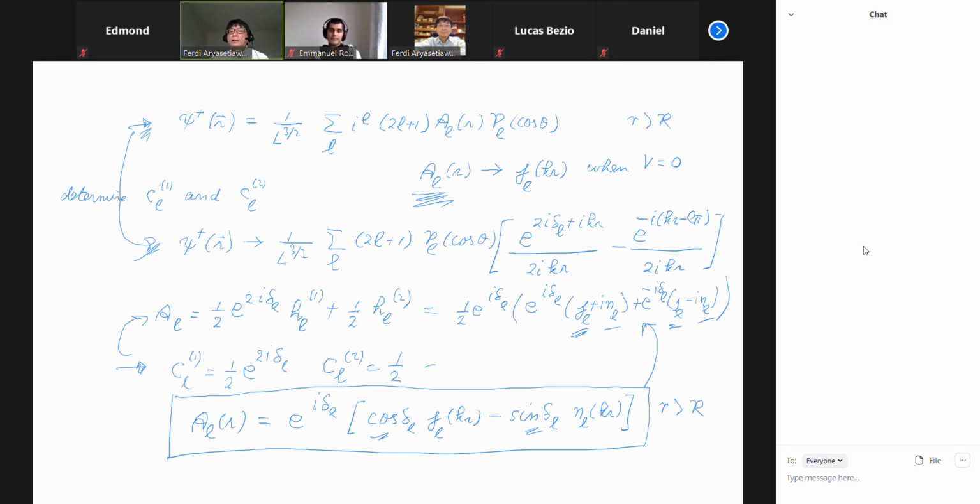So for each L component, the solution can be written in terms of the phase shifts, this phase shift delta L. So that's a nice thing about the spherical potential. The angular momentum commutes with the Hamiltonian, so then the solution for each angular momentum can be treated separately, independent of each other.